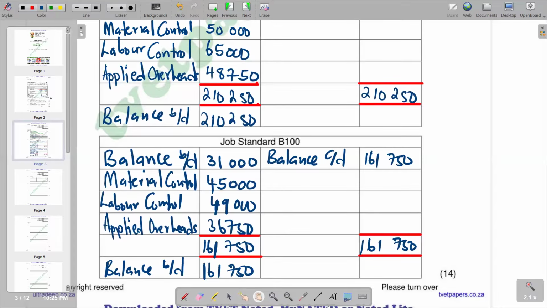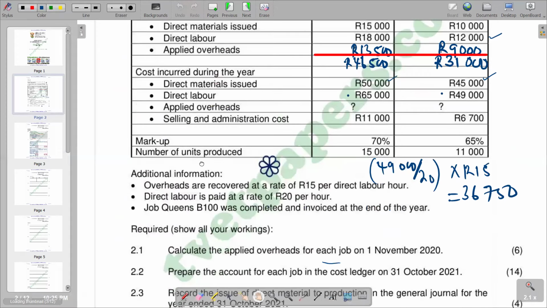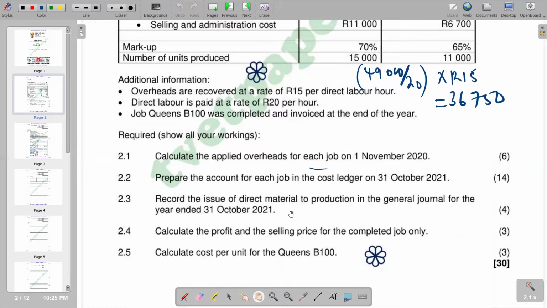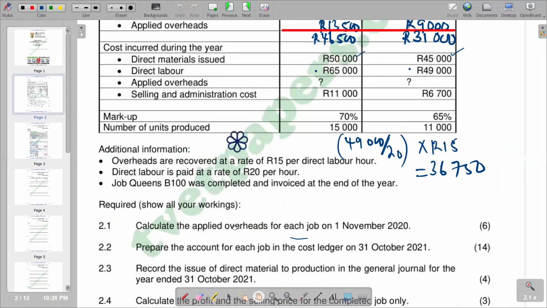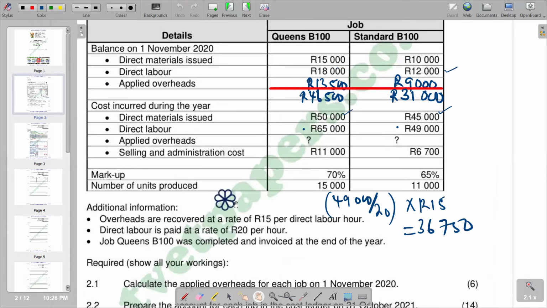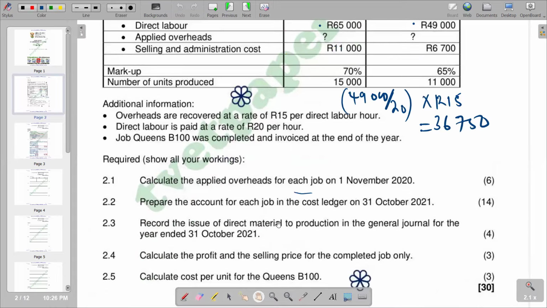So from there, we can proceed to the next question that we have, which is now saying record the issue of direct material to production in the General Journal for the year ended 31 October 2021. So direct material to production. So we can just come here to see where we can see direct material to production. This is in particular for all the jobs, for the year ended 31 October 2021.